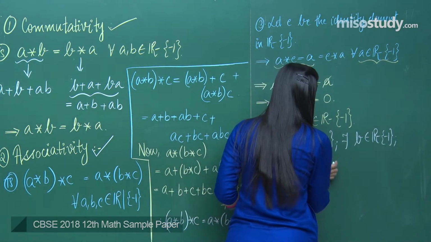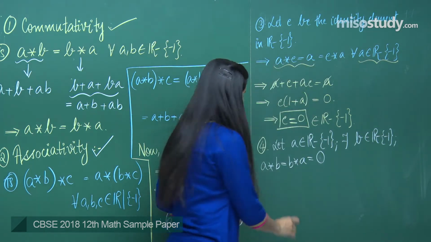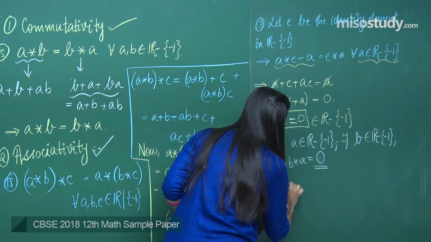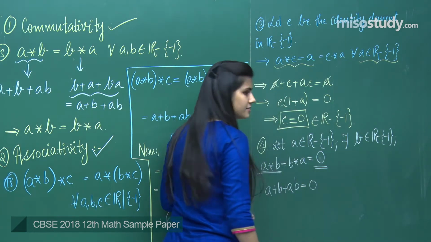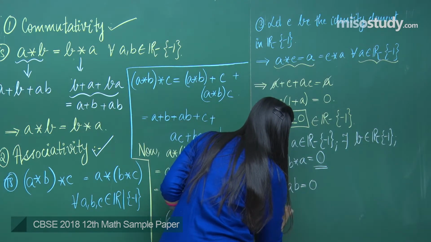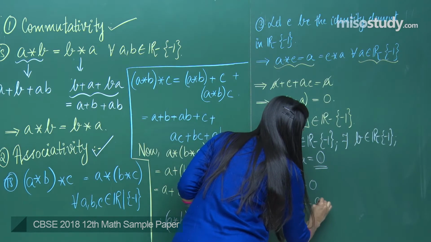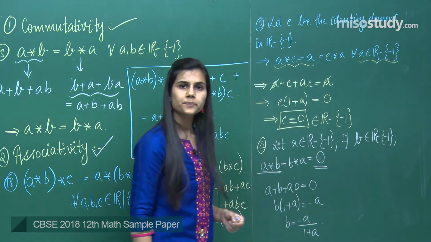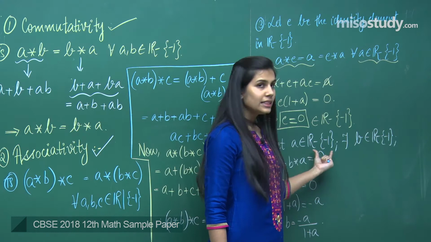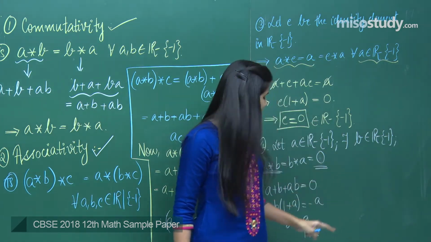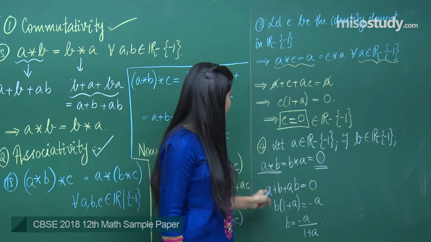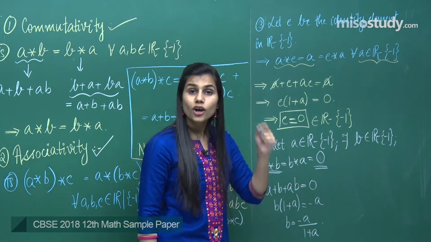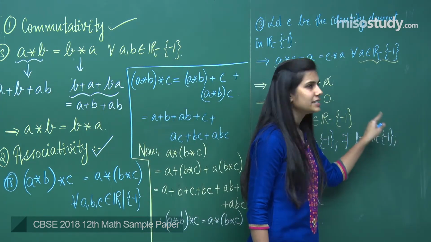Now E, I know that it is 0, so here I am going to write a 0. So what do I mean by A star B being equal to 0? This means A plus B plus AB is 0. Now this means B times 1 plus A equals minus A, or I can say B is minus A upon 1 plus A. That means corresponding to every A in the set, there is a B such that A star B is 0. But I am going to say that this B is the valid inverse of this A only when this B is going to come from this set.